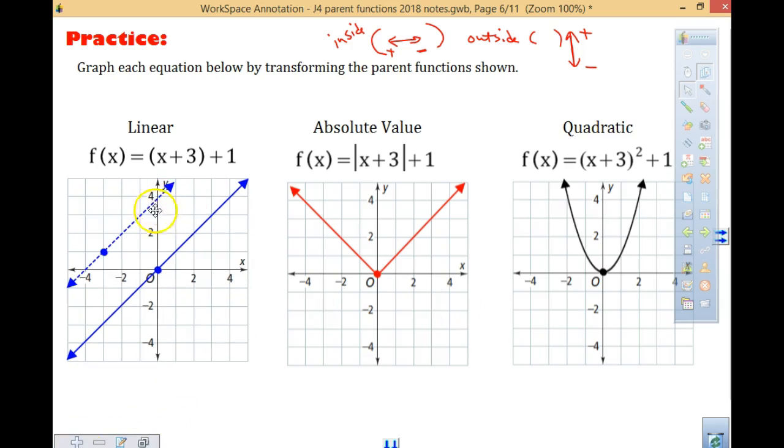You really could have just gone up 4, but what that 3 was telling us was move 3 to the left and then up 1 by the number outside. So that's where our new vertex is. Now that is going to help you as you do absolute value. Because absolute value, where are they telling us to move the vertex to? 3 to the left and up 1. Should it be the same slope of 1 and -1? Definitely. Okay.